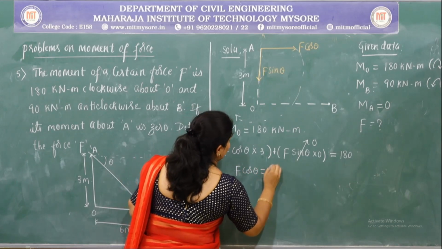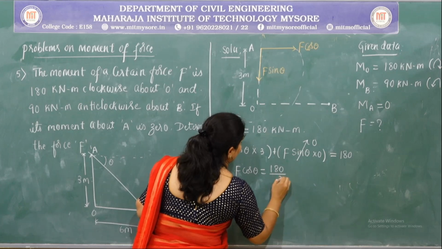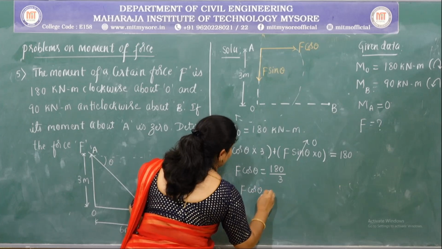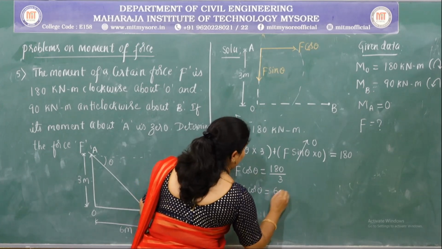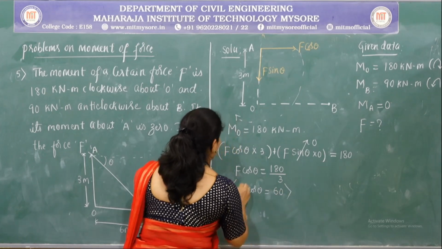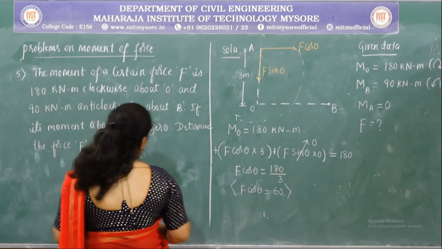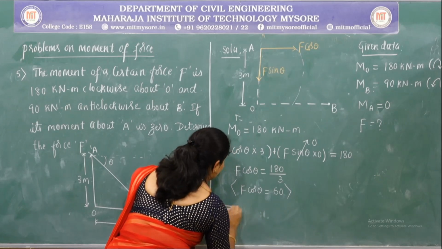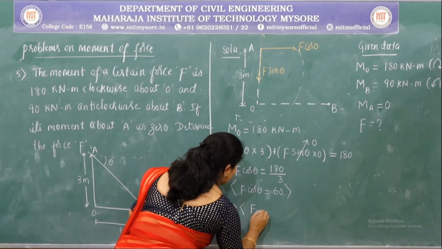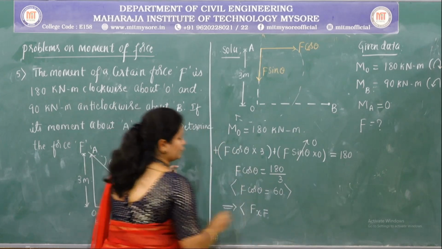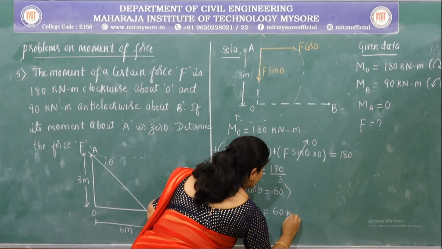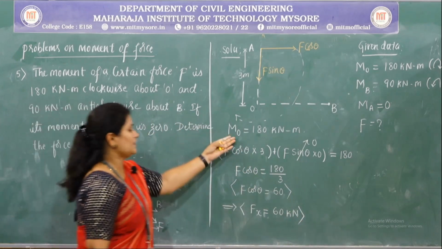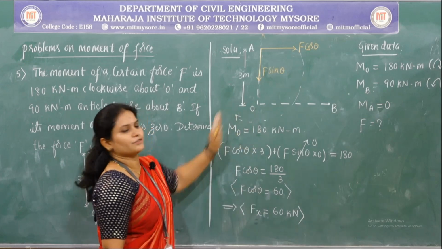F cos theta is equal to 180 divided by 3. So F cos theta is equal to 60, which is nothing but this F cos theta, the x component of the force, is equal to 60 kilonewton. So using the first hint, we got the value of the x component of the force.